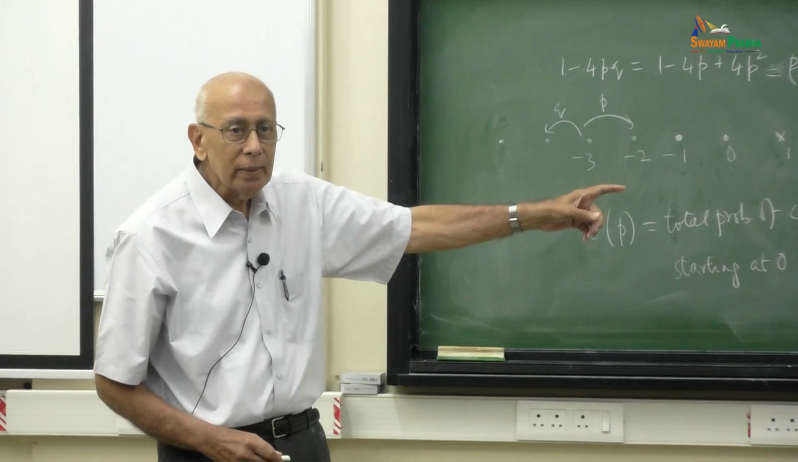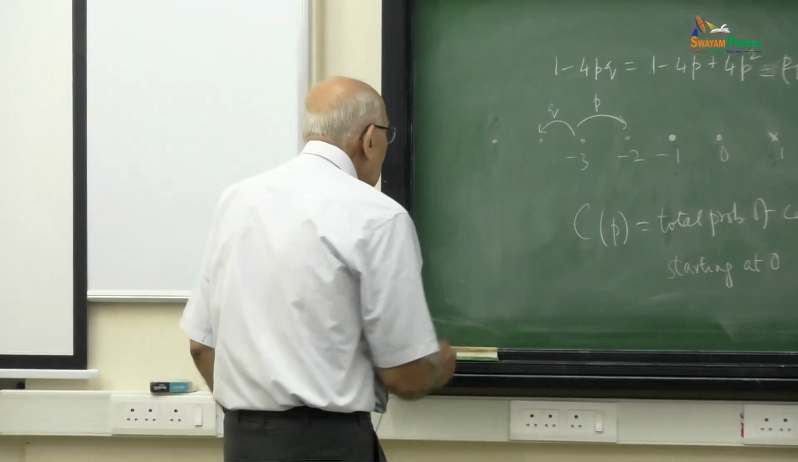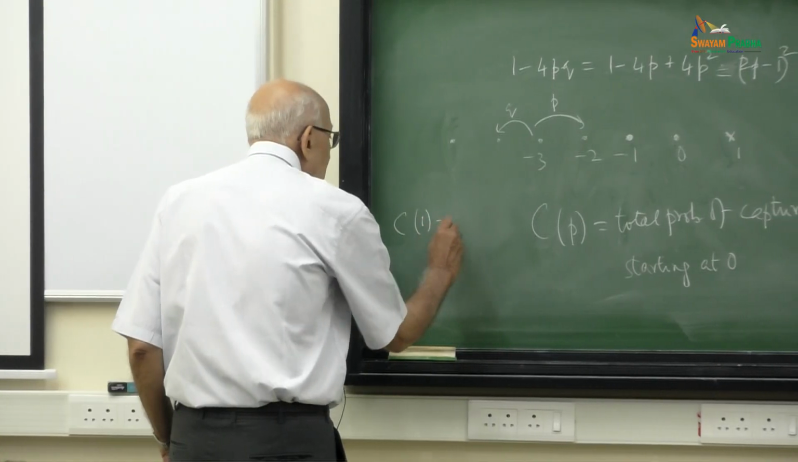So is this okay? Are we on the right track? Okay. Now, if you put P equal to 1, what is C of 1?